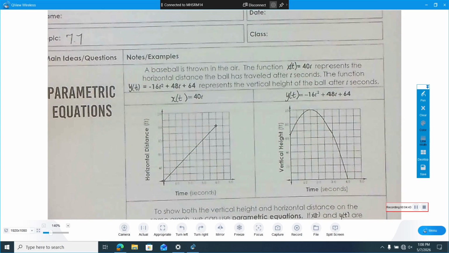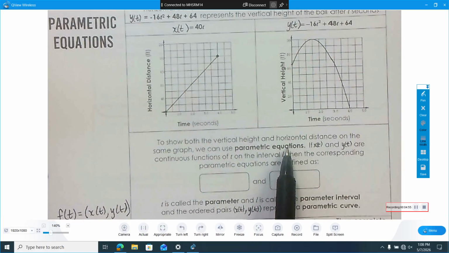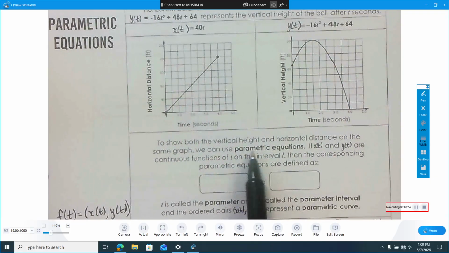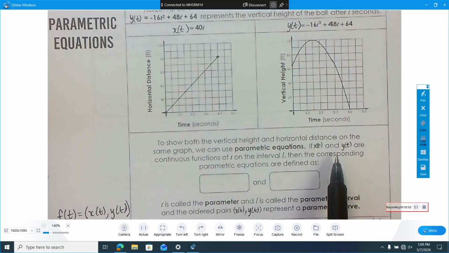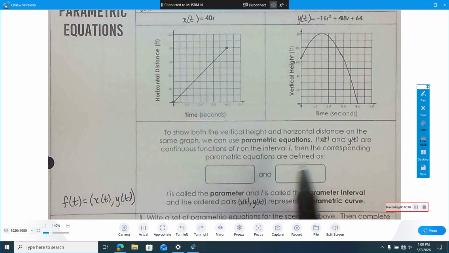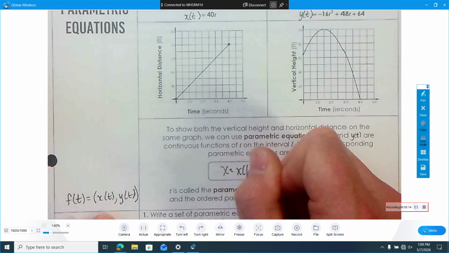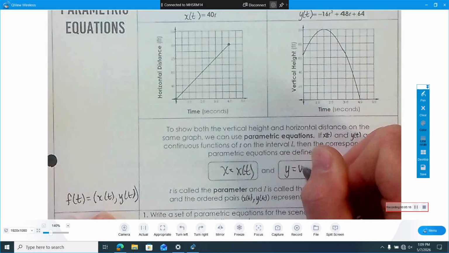What we want, though, is to put these together. And so we're going to show these. To show both the vertical height and the horizontal distance, we can use a parametric equation. And again, a pair of equations, so two equations, basically. If x and y are continuous functions, then the parametric equations are defined as, well, x equals x of t, and y equals y of t.